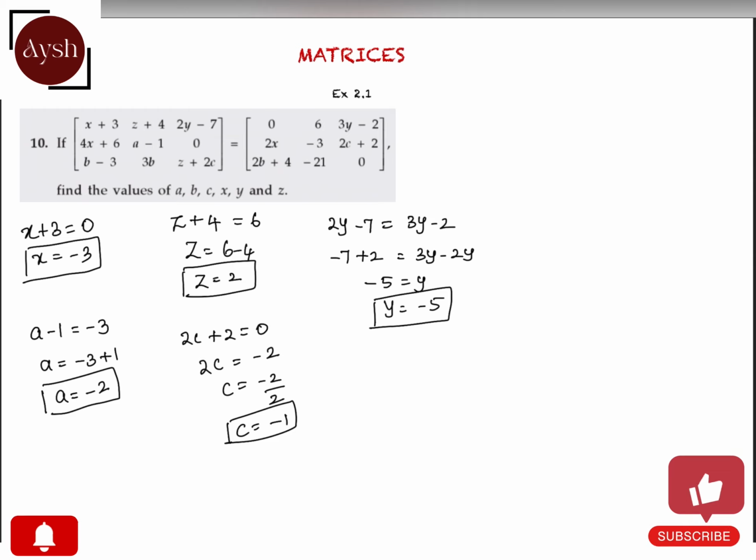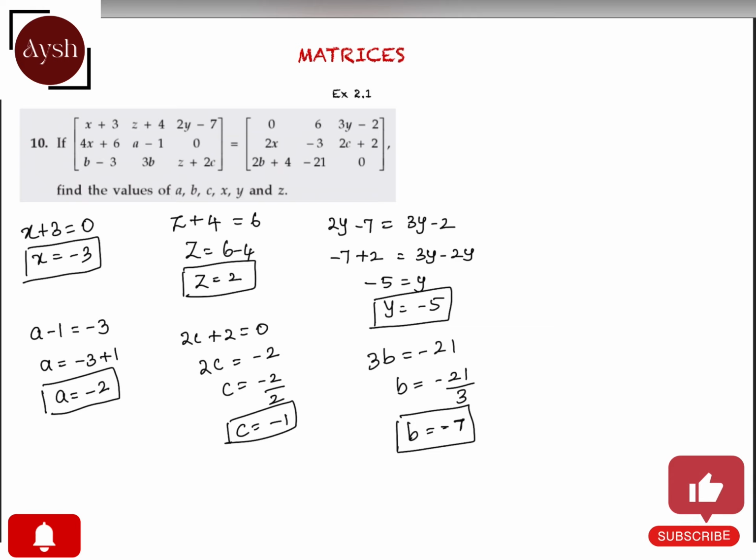Next b minus 3 is equal to b plus 4 எடுக்கலாம், இல்லைனா 3b is equal to minus 21 எடுத்துட்டு நம்ம b கண்டுபிடிக்கலாம். So I am taking 3b is equal to minus 21. So b is equal to minus 21 divided by 3. So b is equal to minus 7.